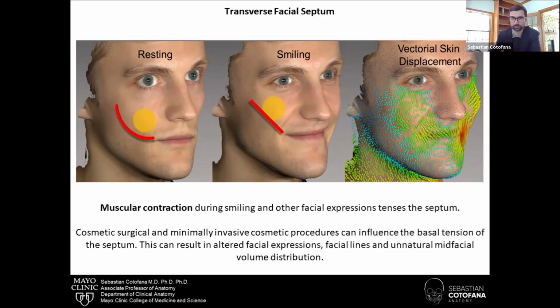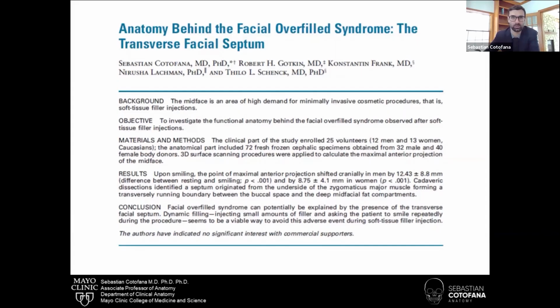Why is this important for you? Because you need to understand the facial overfilled syndrome. A lot of people inject the midface with too much volume. The problem is that the patients look very nice at rest with that amount of volume. But when they smile, the transverse facial septum has an effect. It pushes fat compartments up, and it also pushes the filler material upwards, which means at some point there is too much volume. At rest there is enough volume, but when you smile, because all of the fat compartments are being pushed upwards, there is too much volume.